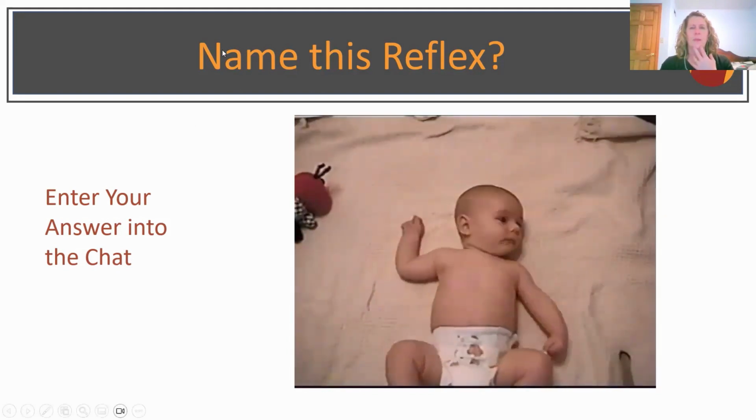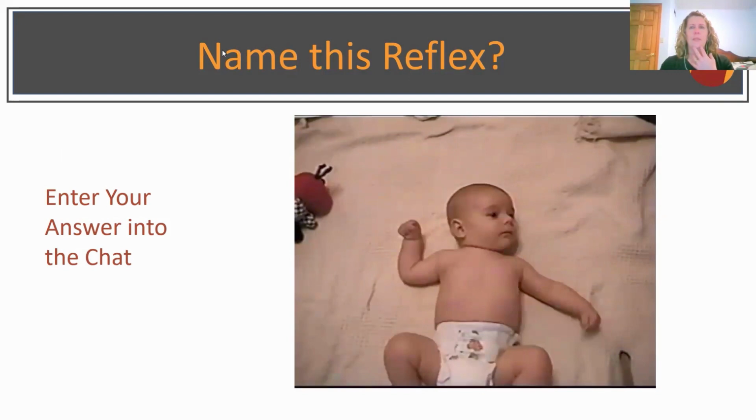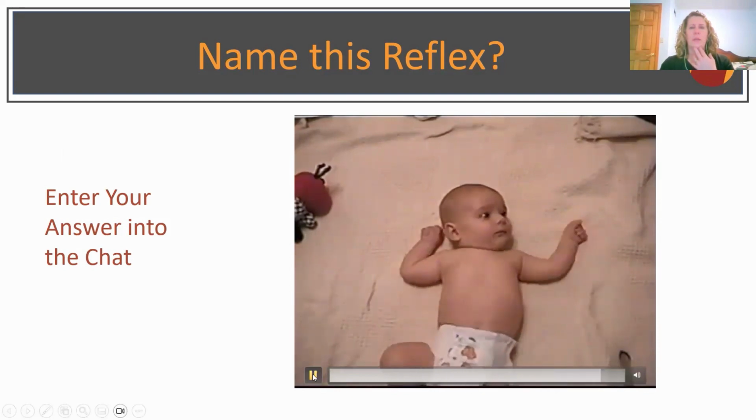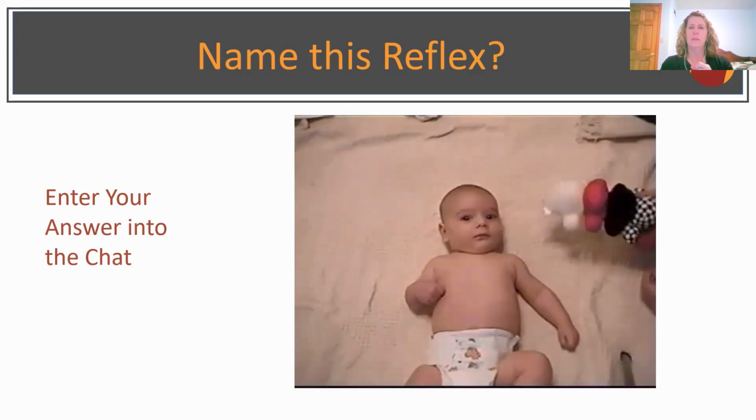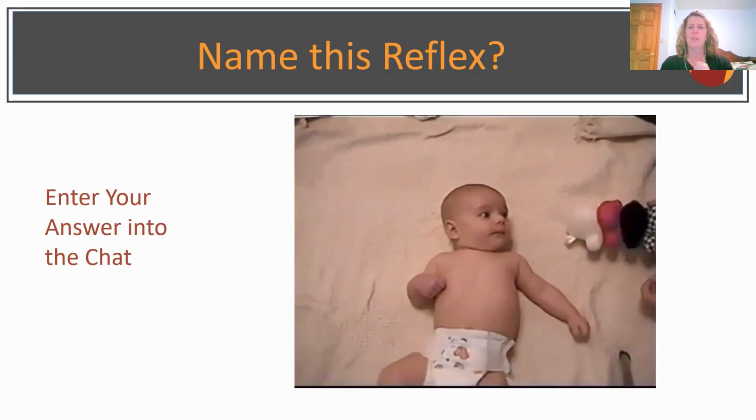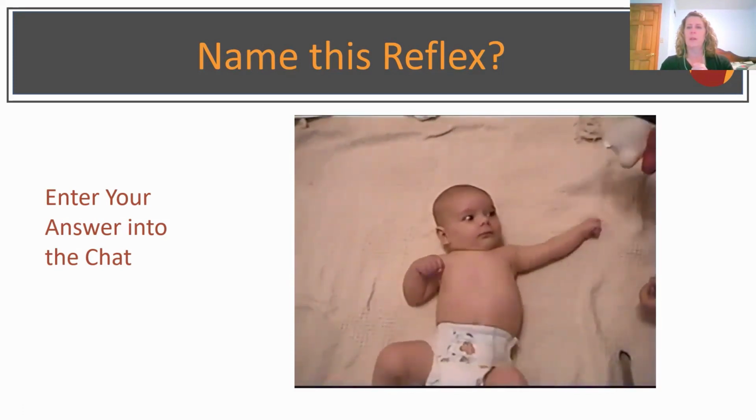Okay. ATNR. So let's watch it together before I go to the next slide. Notice when he turns his head, he's turning his head right now to the left. So his left arm's extended, his right arm is flexed. He's already in that position, but when he looks over there, yep.